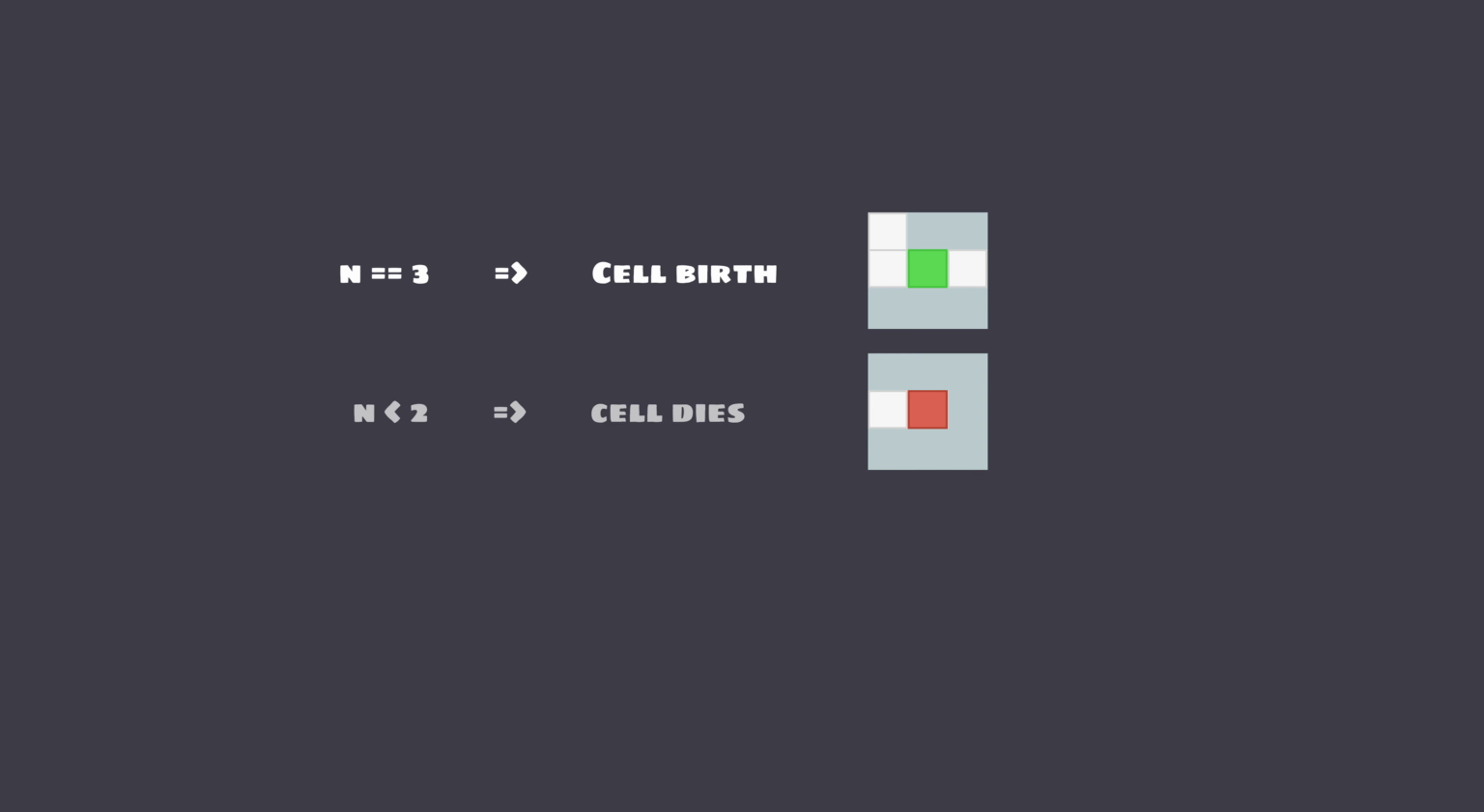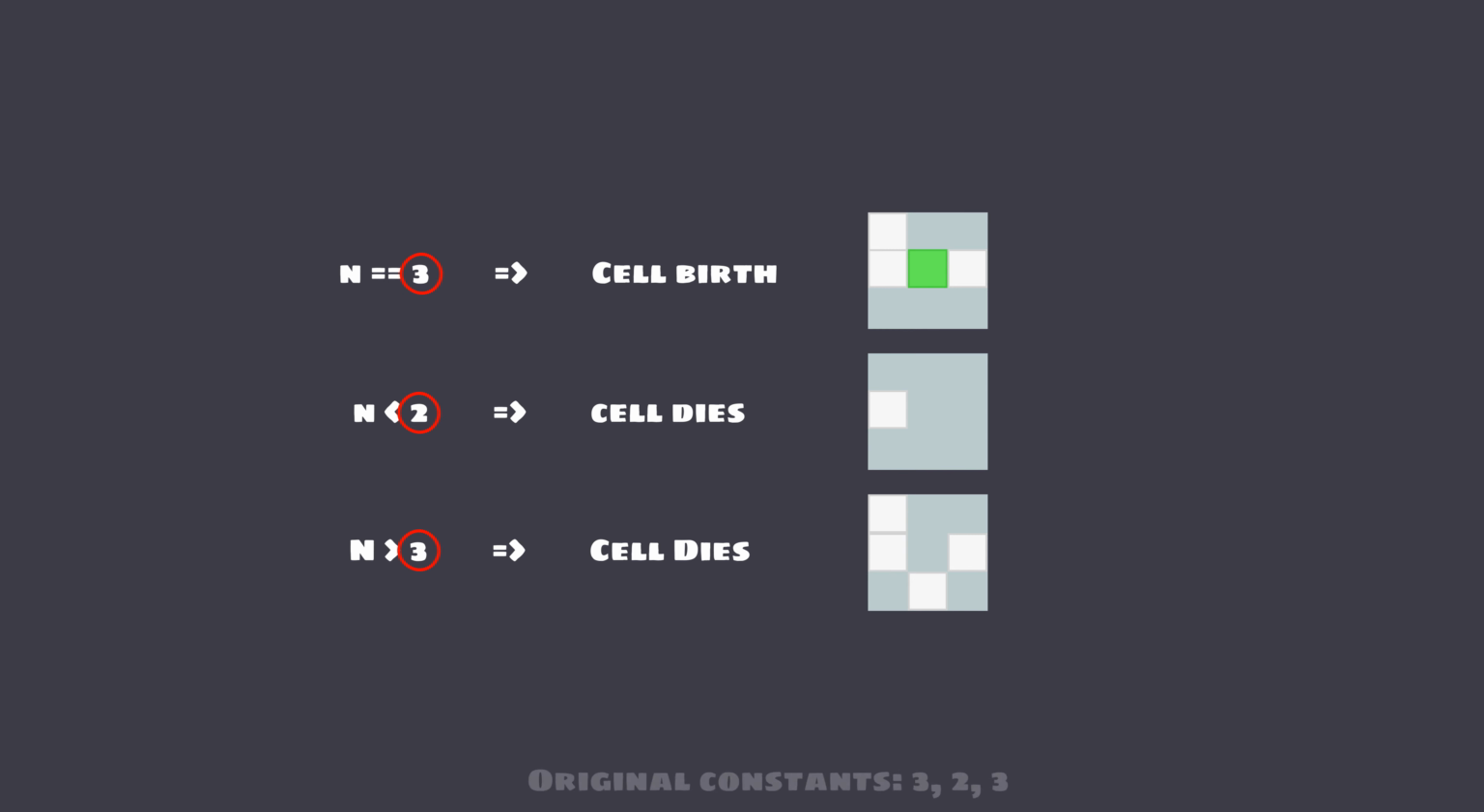Those are the current rules. 3 neighboring cells give birth to a new cell. If there are less than 2 neighbors, the cell dies. If there are more than 3 neighbors, the cell dies. Now let's imagine we changed those constant values. This would influence the way the cells behave.